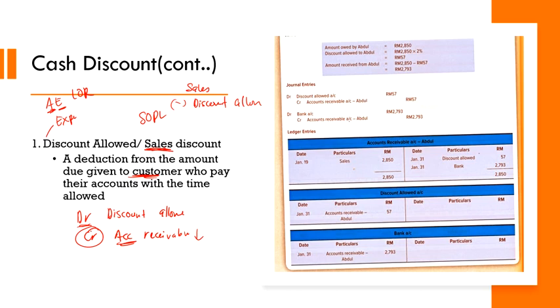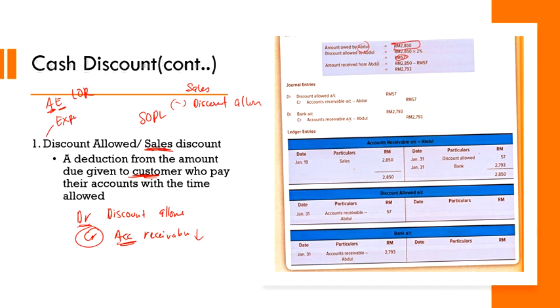Okay. Page 53. Up here, on 31st January, Abdul settles the amount owed by check after being allowed a cash discount of 2% on the transaction. So we know the amount Abdul owes us is 2850. Discount allowed, the cash discount, is 2%. So 2% times 2850, you will get 57 ringgit.